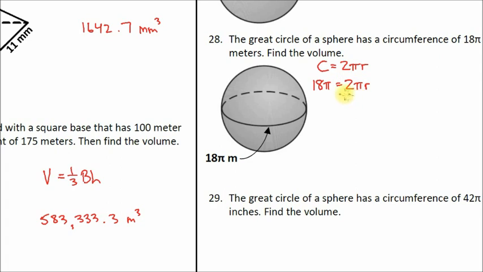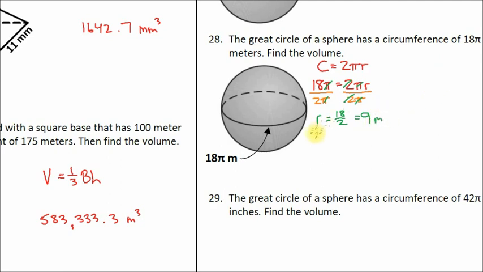Let's divide. I want to get r by itself, and I want to solve for r. We're going to divide by 2 pi because that's going to cancel on the right. So if you take a look at this, 2 cancels, pi cancels, over here pi cancels, and now we have radius is equal to 18 divided by 2, and that happens to be 9, and our unit of measure is meters. So now we have the radius.